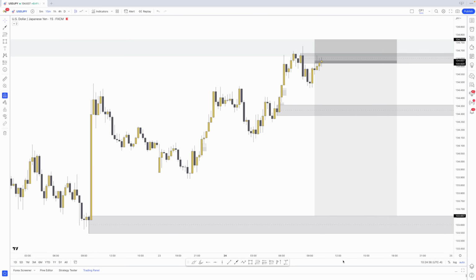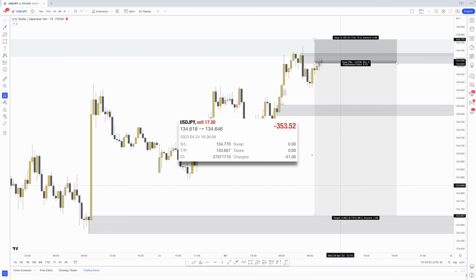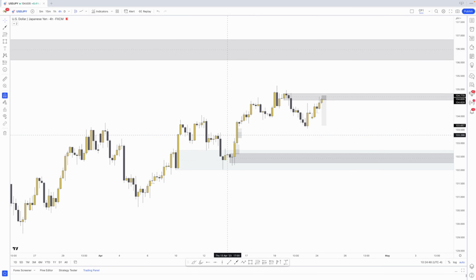All right, so I've just entered this trade on USD JPY. I'm currently on the 15-minute time frame. This is where my entry was placed, and these are the parameters here. So before we dive into the lower time frame, I'm going to go up to the 4-hour time frame and show you the overall analysis for this pair.